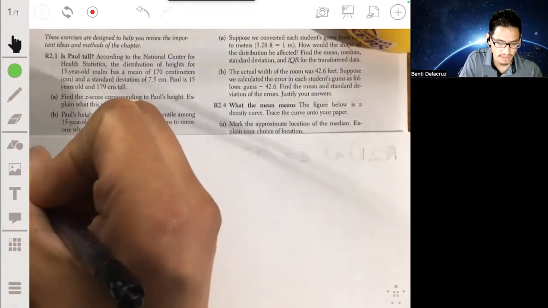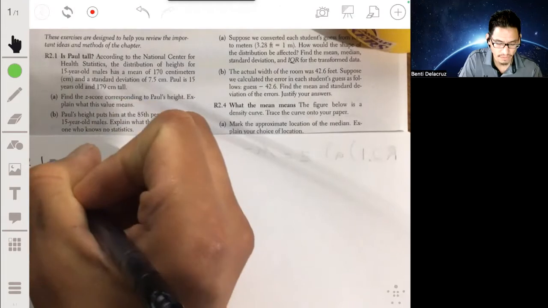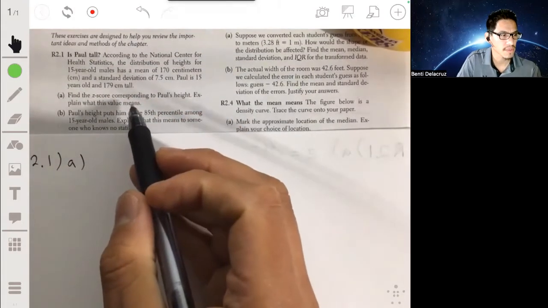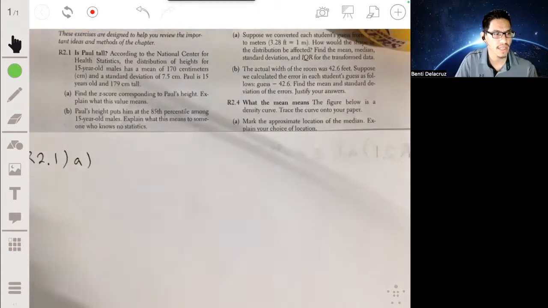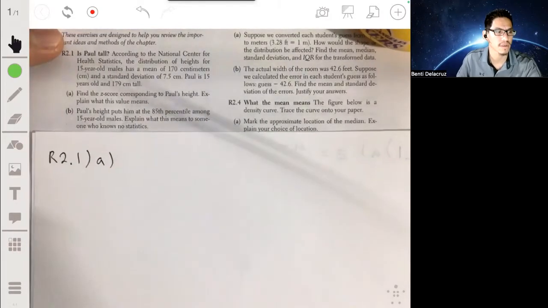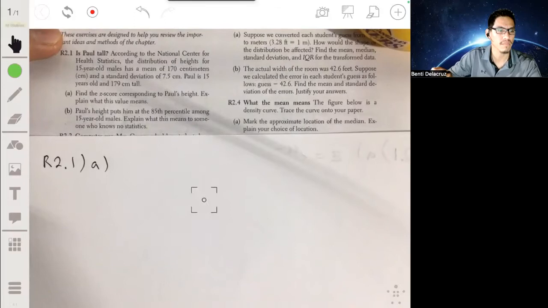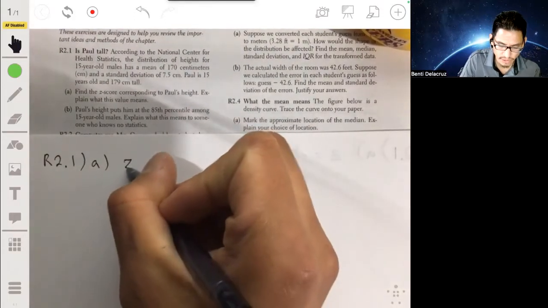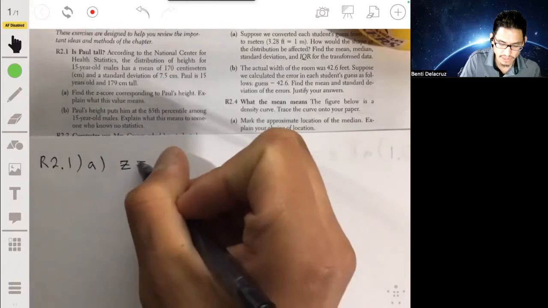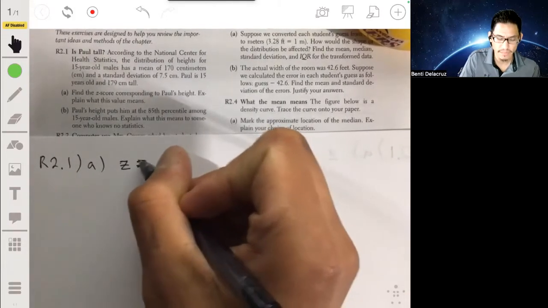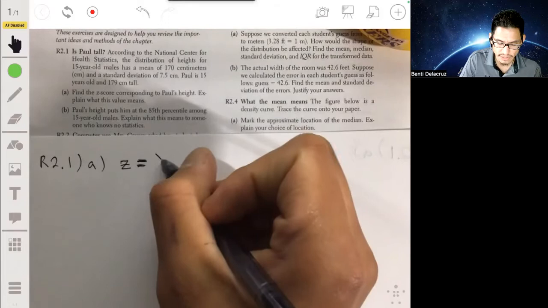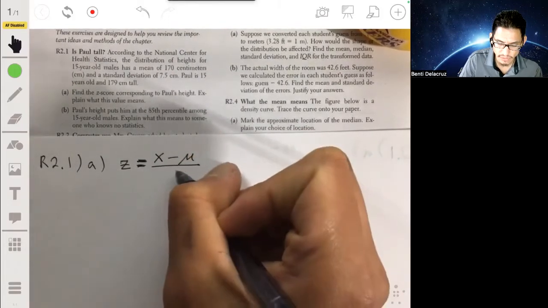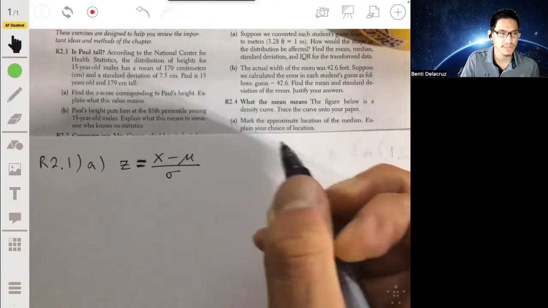So part A asks for the z-score corresponding to Paul's height and then to explain what this means. So let's first find the z-score. It's equal to the distance that the observation value, x, is from the mean, so x minus mu, over the standard deviation of the distribution.